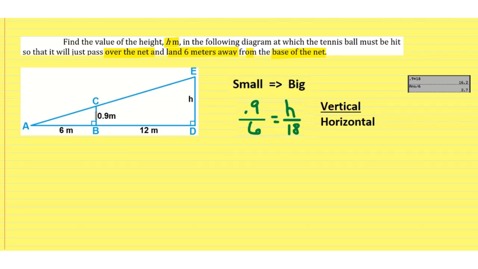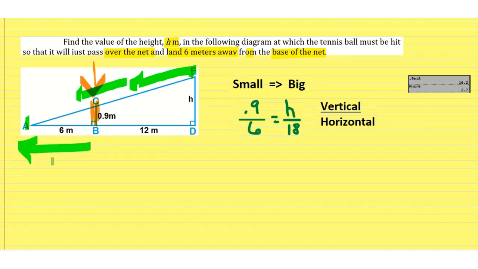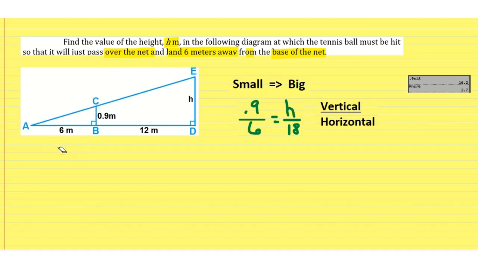So I'm going to fast forward this. Basically, the net is going to be right here. This is where the net is going to be. So we're going to hit the ball starting from this height, and the ball will travel this direction. It will go over the net, and then it will land 6 meters past the net. Okay. So I had to think about that a little bit myself just to get in my head what they were describing. Again, our net is here in the middle, and the ball will be traveling this direction.